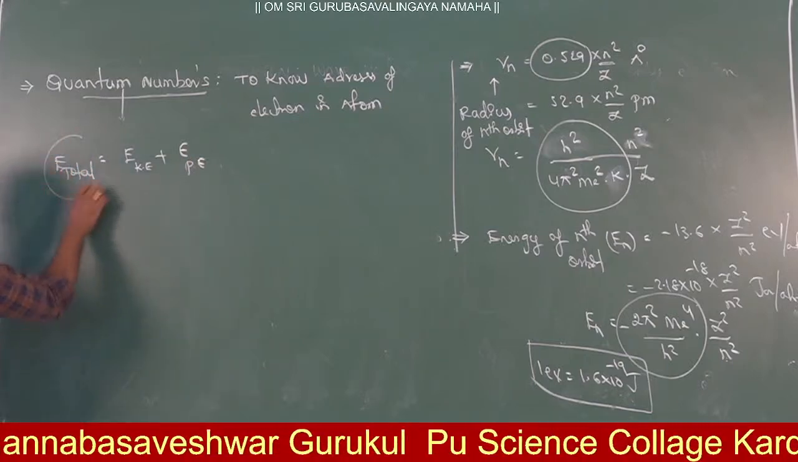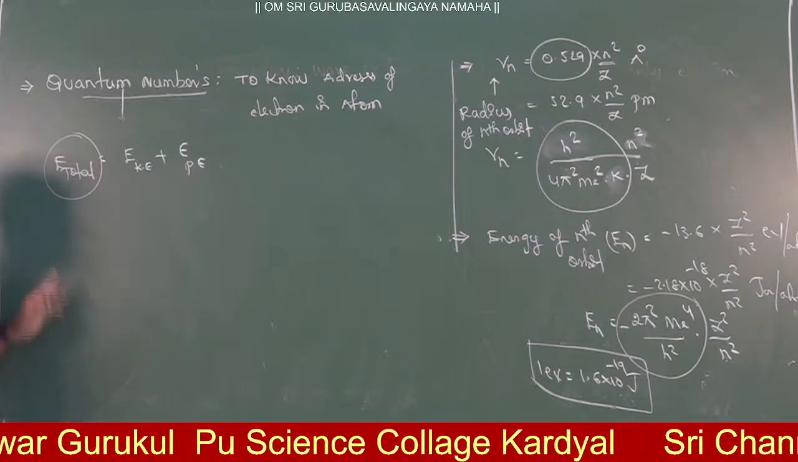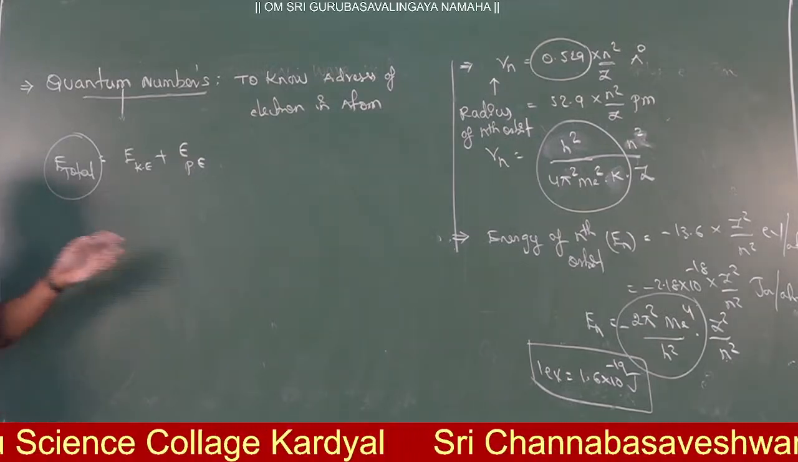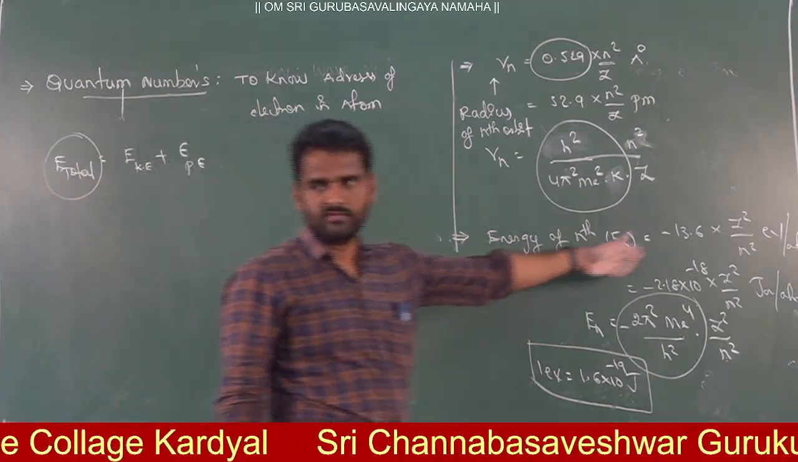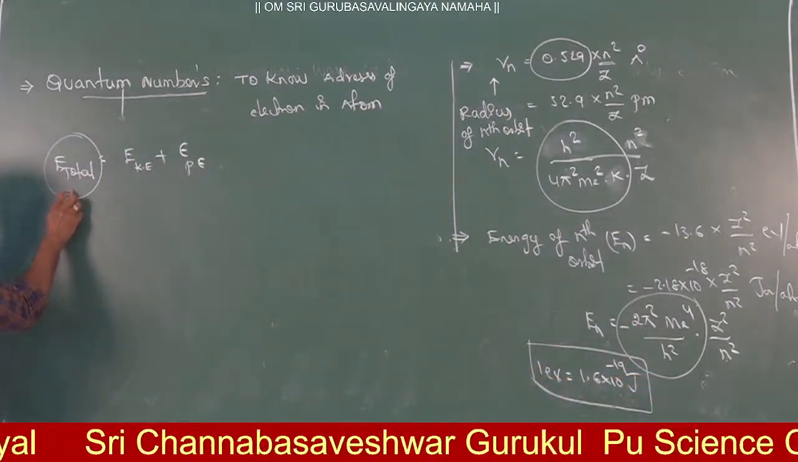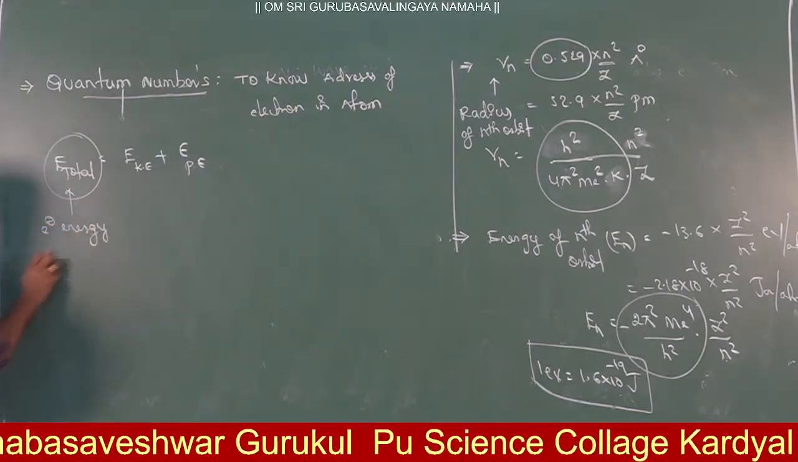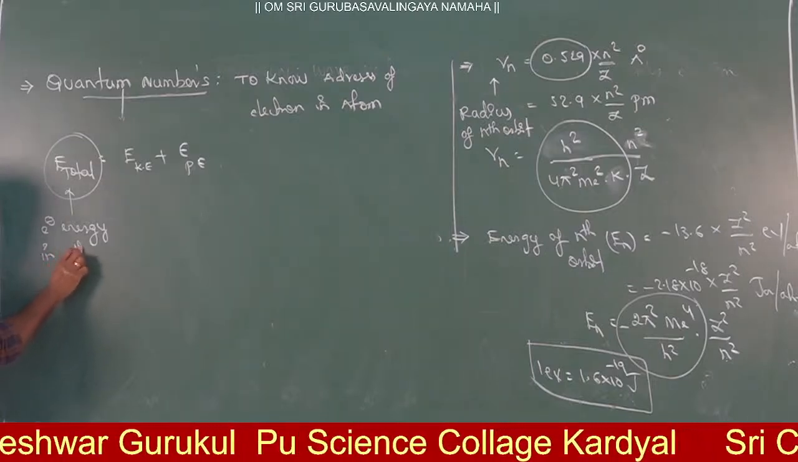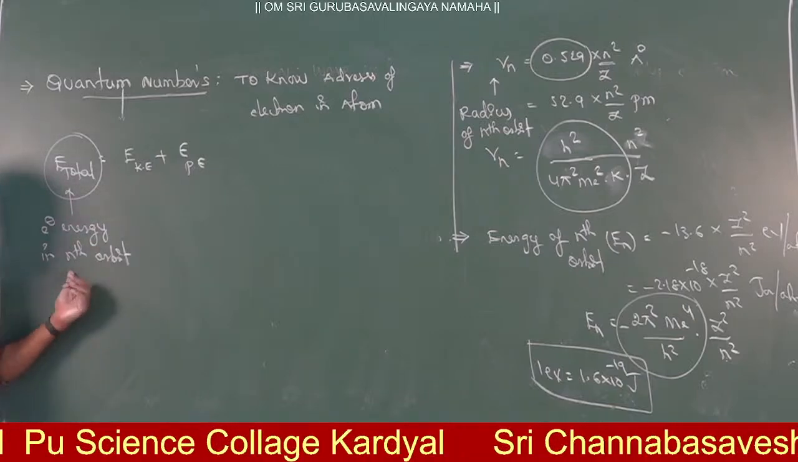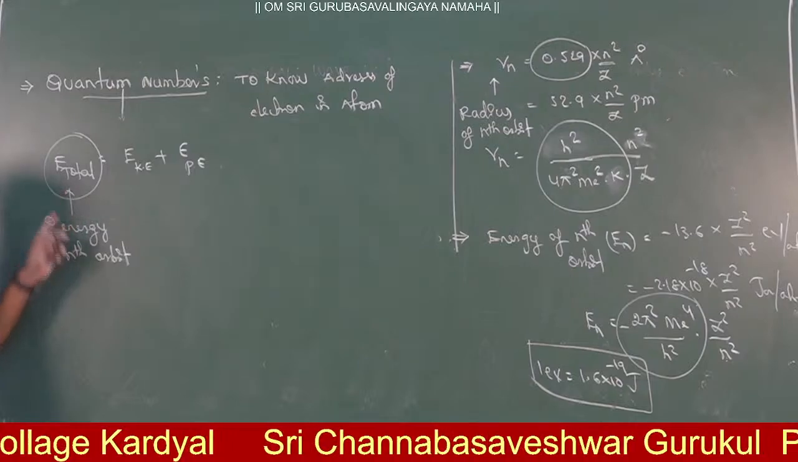So total energy of the electron in the nth orbit, is it negative or positive? Negative only, no? In the formula a negative sign is there everywhere. Yes or no? Total energy of the electron in the nth orbit, okay? Right, electron energy: if the electron is free, it will be 0. Free means you will get 0. When the electron is in any orbit, then you will get negative only.